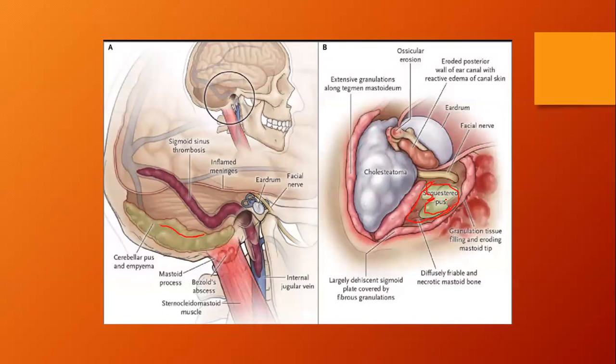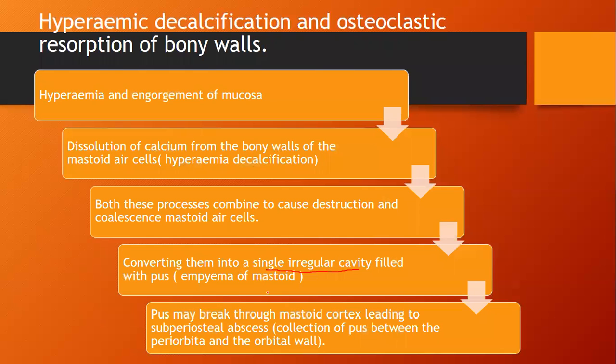then sequestrated pus can be seen, with diffusely friable and necrotic mastoid bone. Then pus may break through the mastoid cortex, leading to subperiosteal abscess. In the later stage, it can lead to a subperiosteal abscess, a collection of pus between the periosteum and the bony wall. Okay, so this is the pathology of mastoiditis, acute mastoiditis.